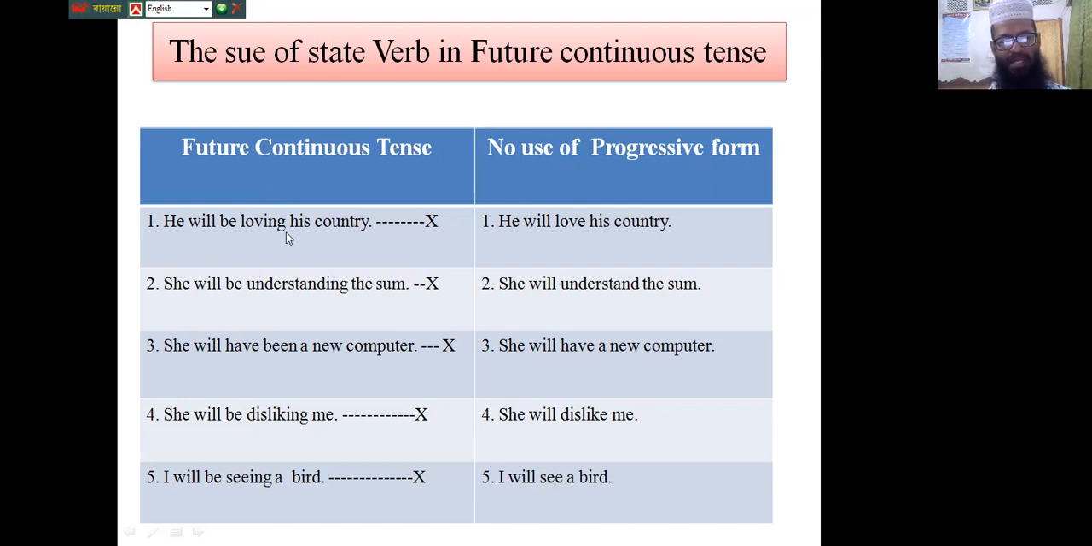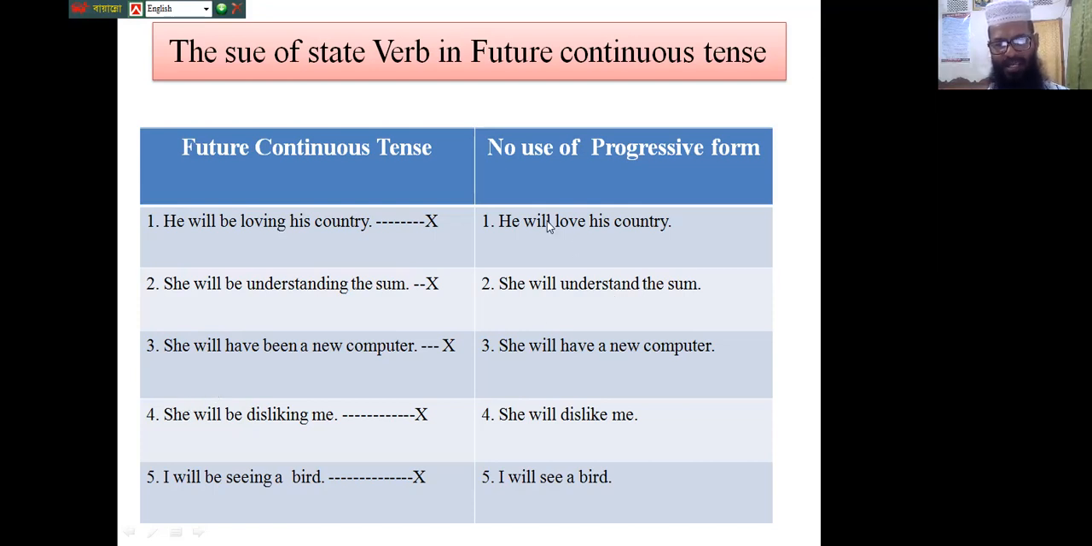He will be loving his country. No, he will love his country. Love is a state verb. Whenever it is a state verb, you cannot use the progressive form, that means ing with the main verb. Understand? He will be loving his country. He will love his country. She will be understanding the lesson. No, she will understand the lesson. Understand is a state verb, so you cannot use the ing form. A state verb will be applied only in the simple tense, that means present simple, past simple, or future simple.